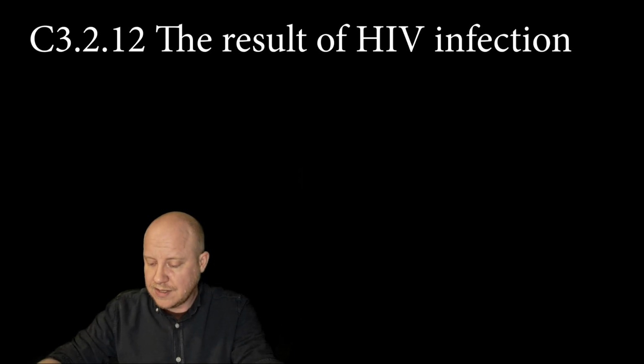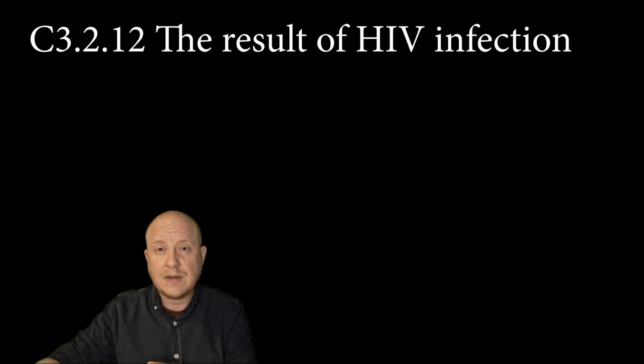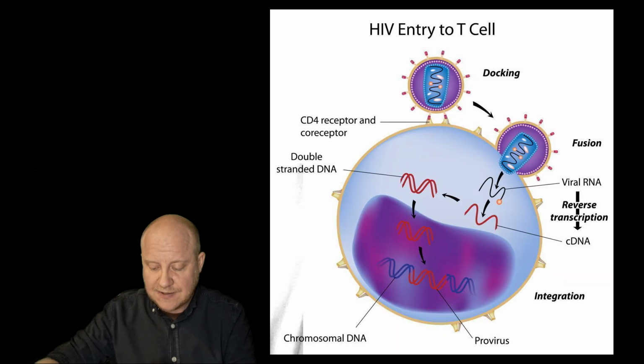C3.2.12, the result of HIV infection. Infection of lymphocytes by HIV with AIDS as a consequence. Students should understand that only certain types of lymphocyte are infected and killed, but that a reduction in these lymphocytes limits the ability to produce antibodies and fight opportunistic infections. Okay, so it makes the body's ability to fight those first infections difficult. HIV is very specific about choosing which cell to infect.